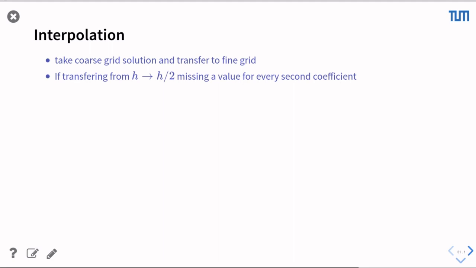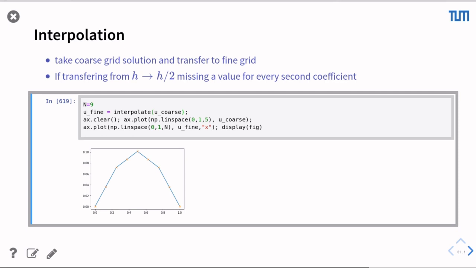Okay, so the interpolation takes a coarse grid solution and transfers it to the fine grid. So if we're transferring from a grid with mesh width h to a grid with mesh width h/2, then we're missing a value for every second coefficient. It basically has twice as many nodal values that we need, and we don't have them. So here again is this example. We have values at 5 points, but we need them at 9 points.